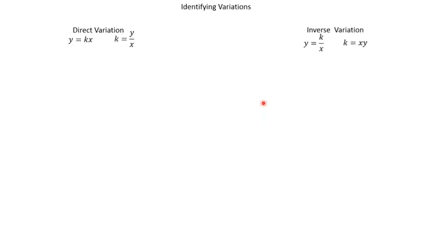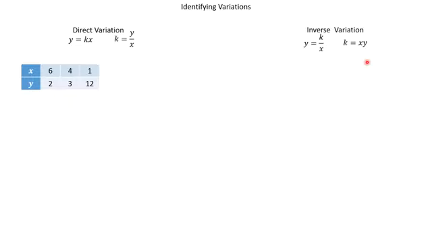Now, how can we identify what kind of variation it is? We can identify it by finding our constant. For direct variation, we'll have a constant ratio. Y divided by x will always be the same thing. For inverse variation, x times y will always equal the same thing. We'll have a constant product. And then if neither of those happens, then it's neither, and we can't tell what it is.